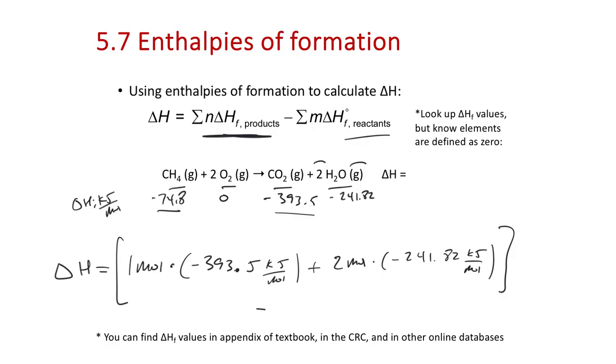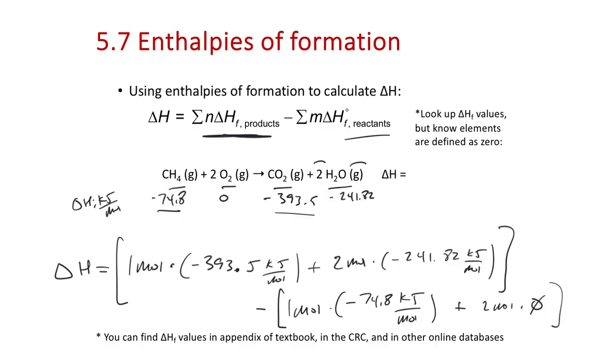And now we need to subtract the sum of the reactants. So that'll just be 1 mole for the CH4 times negative 74.8 kJs per mole. Now I could write this plus 2 moles, but it's just times 0. So usually we'll not even write that, but the O2 is the most stable form of oxygen, of course, has a 0 delta HF.